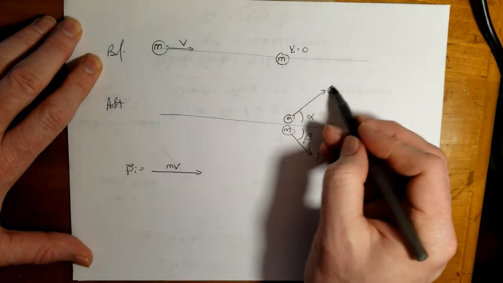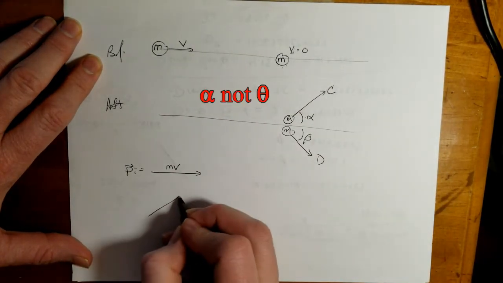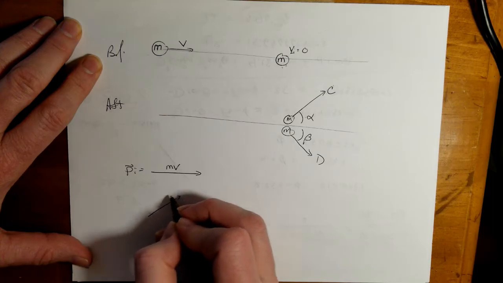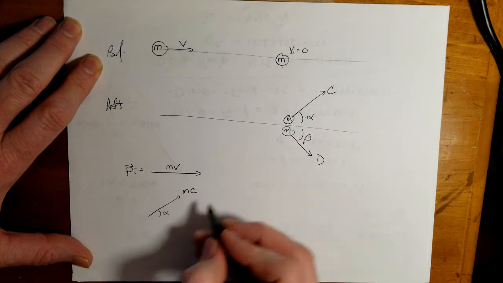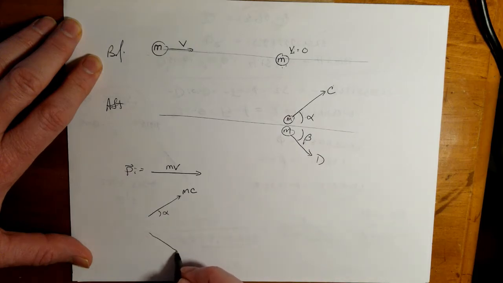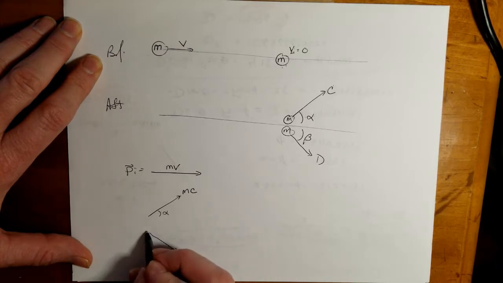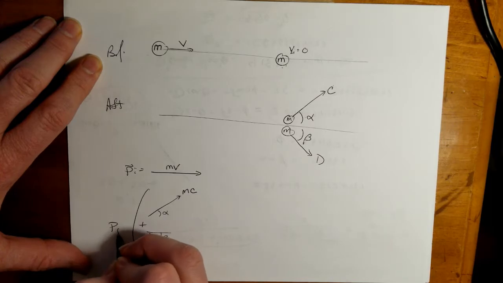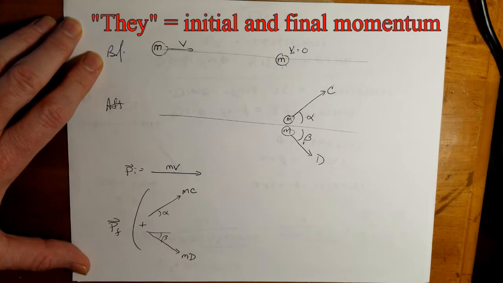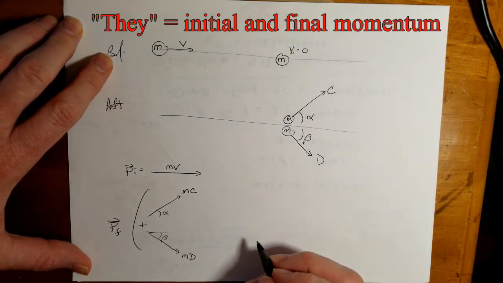P final, well, this is shooting off at some angle, so this is mc at some angle alpha, and this one is shooting down that way at mass times d, at some angle beta. And so if I add them together, that is P final. In other words, they have to be equal to each other. So, well, let's just add vectors.